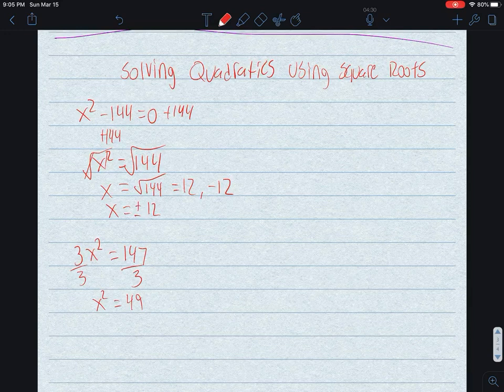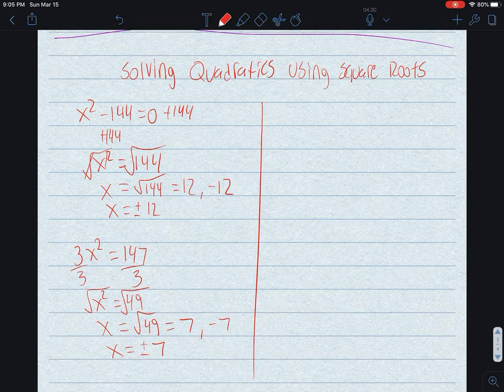X squared equals 49. That means that x is equal to the square root of 49, which is equal to 7 or negative 7. That means that x is equal to plus 7 or the negative version of 7, plus or minus 7. Those are the two answers. I'll do a few more quick ones.